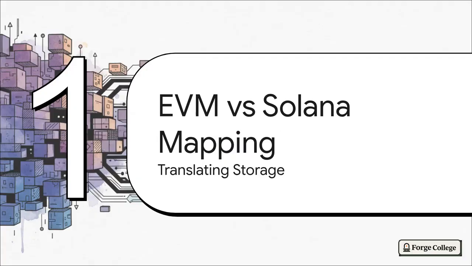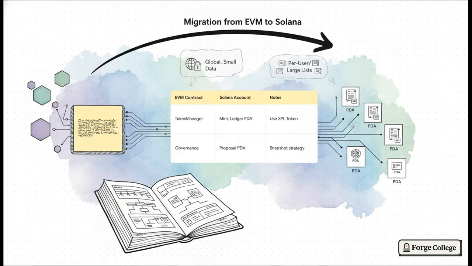Moving right along to Section 2, EVM versus Solana mapping, where we translate that storage. First things first, we've got to inventory and precisely translate those critical Solidity storage slots into our new Solana paradigm. You're going to want to draft a mapping table just like this one. It helps you decide if an EVM contract translates into a single program-owned account or if it needs to be split up into multiple PDAs. A good rule of thumb here: if the data is global and pretty small, a single account works great. But if it's per-user data or some massive list, you're definitely going to split that into per-user PDAs. This table right here literally becomes the absolute source of truth for your whole migration.